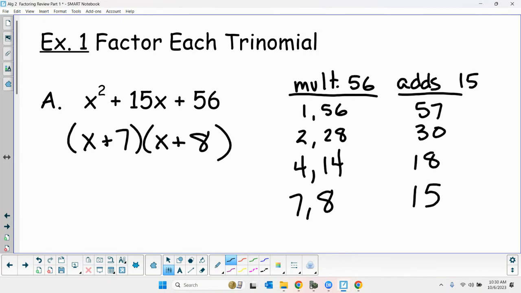Would you still get points if the 8 and 7 were flipped? Yes. Good question. It doesn't matter where the 8 and 7 are. Just make sure they're both positive. Okay?